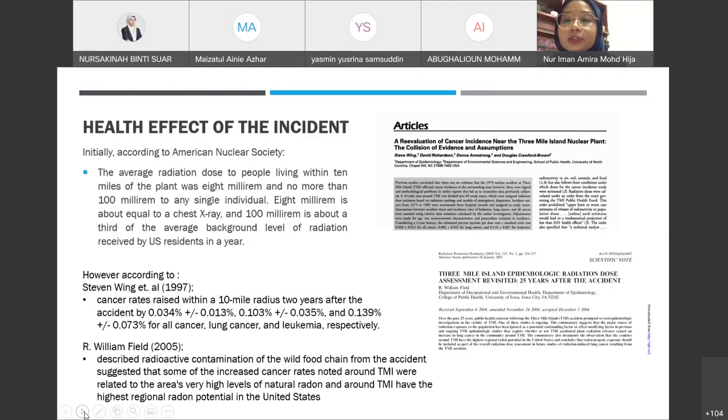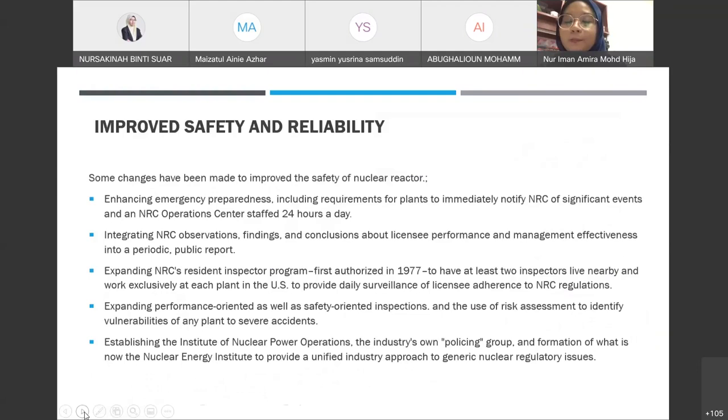However, according to Stephen Wing and R. William Field and their colleagues, there are dissenting studies against this. It was said that the cancer rate rose within a 10-mile radius 2 years after the accident. They also discredited some of the increased cancer rate noted around TMI, saying it was related to areas that have a very high level of natural radon. They also stated that the area around TMI has the highest regional radon potential in the United States.